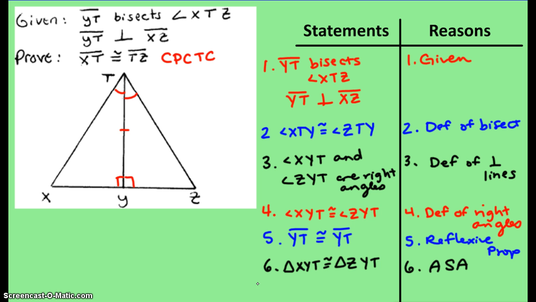And now that we know the two triangles are congruent, we can say that XT is congruent to TZ. The reason for that is once the triangles are congruent, their corresponding parts have to be congruent. So you're going to write CPCTC: corresponding parts of congruent triangles are congruent.